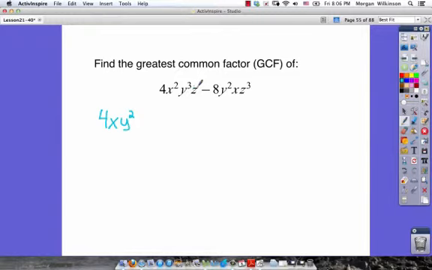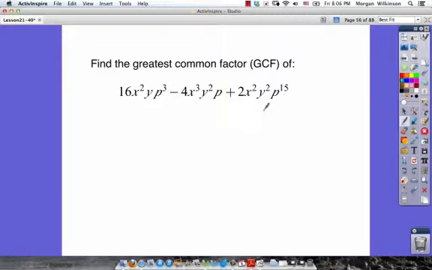Z's. We have z to the first and z to the third. What power of z do they both have in common? Well, they both have z to the first power in common, so we've got the greatest common factor. It must be 4xy squared z. And we found the greatest common factor of this. We've got one more example.